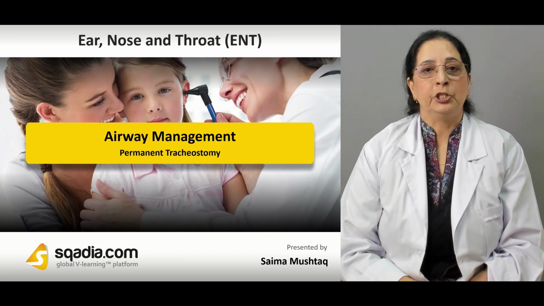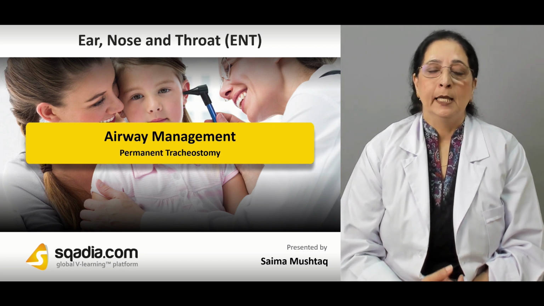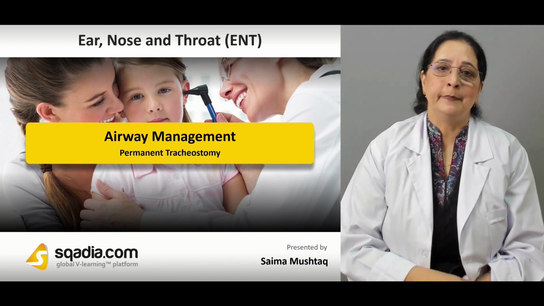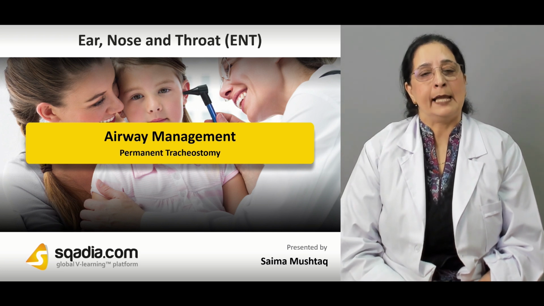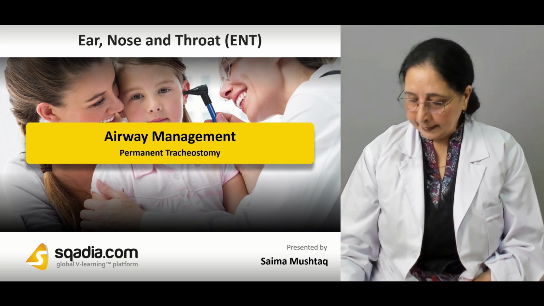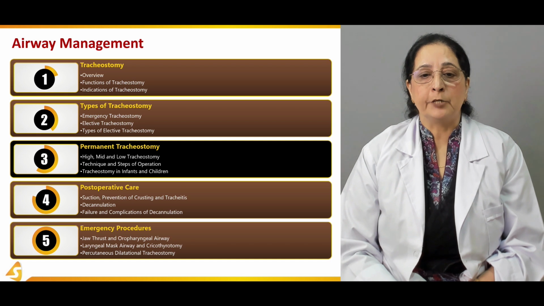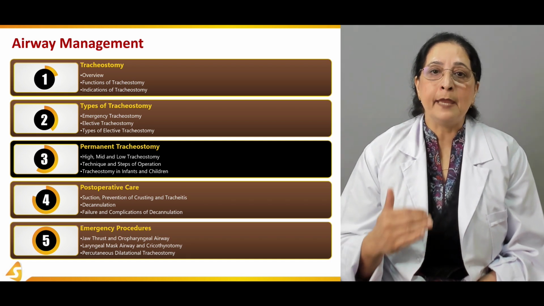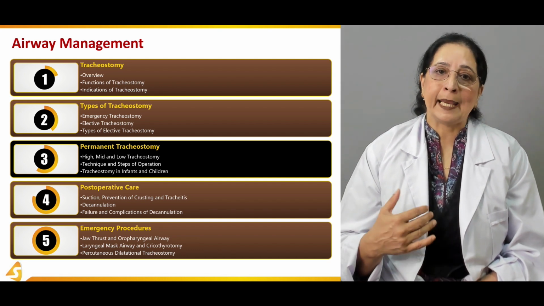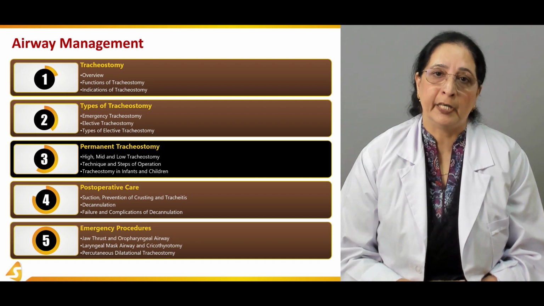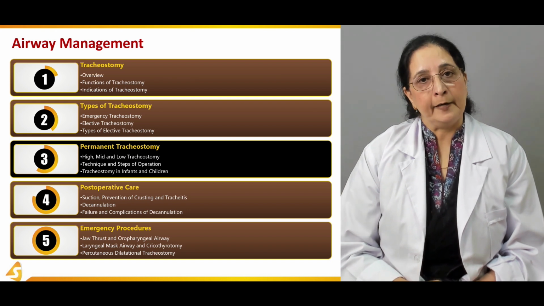So in the first two sections, we talked about what is tracheostomy, and then we talked about the emergency tracheostomy and elective tracheostomy, and what are the indications for elective tracheostomy. In the third section of our lecture now, we will talk about the permanent tracheostomy, high, mid, and low permanent tracheostomy. What is the technique and steps of performing tracheostomy? And also we will discuss the tracheostomy in infants and children.